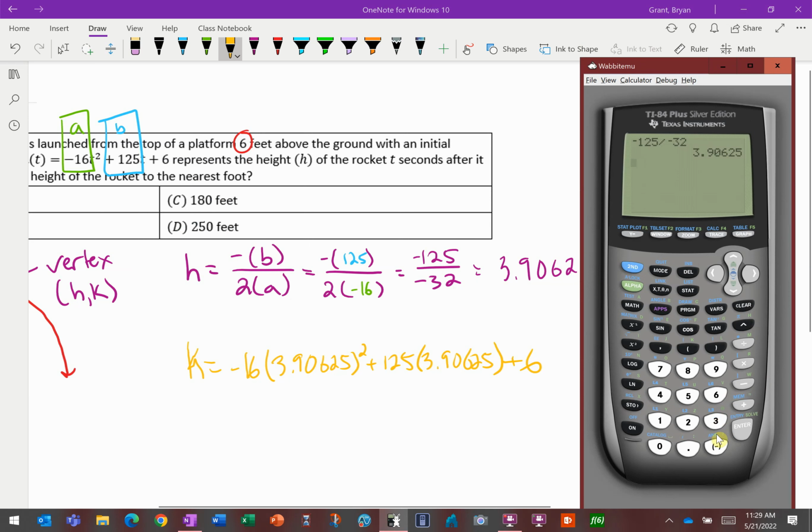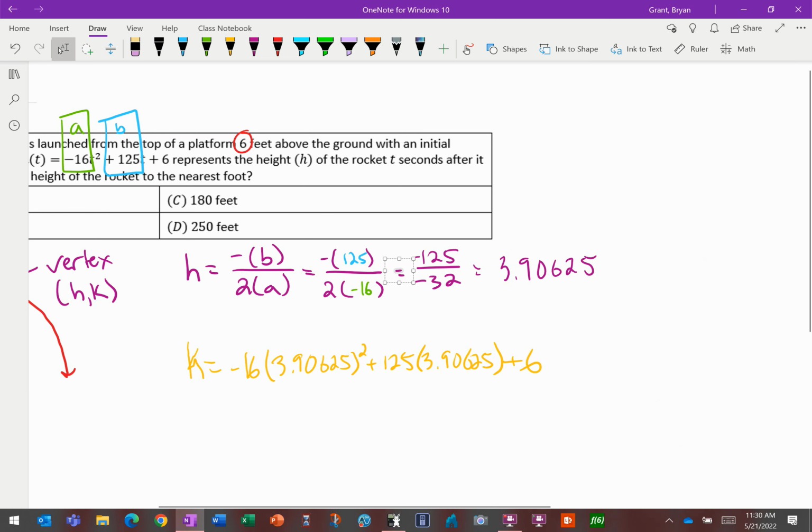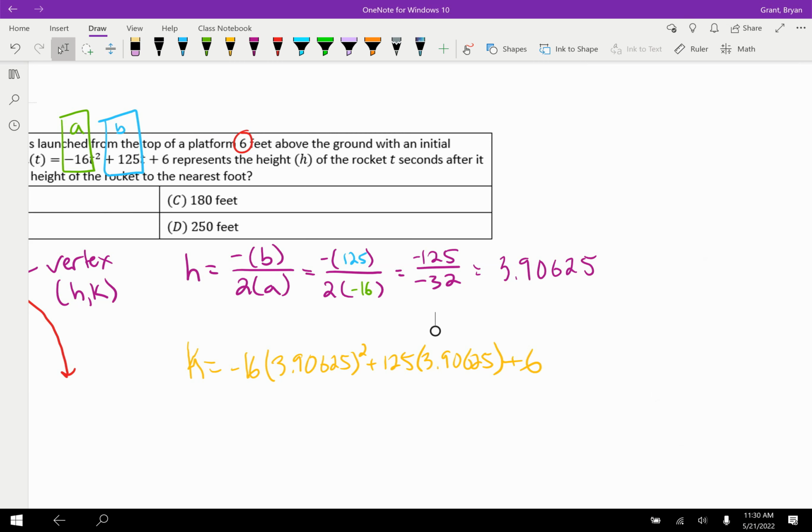So we have negative 16, and you guys should try this too and make sure you get the same thing that I do. And then most calculators can substitute an answer in, so you could type 3.9 whatever. I'm going to go ahead and just do second answer so I don't have to retype it. That takes the previous answer. I'm going to square it plus 125 parentheses previous answer, so second answer, and then plus 6. And when we do all that, we get 250.140.